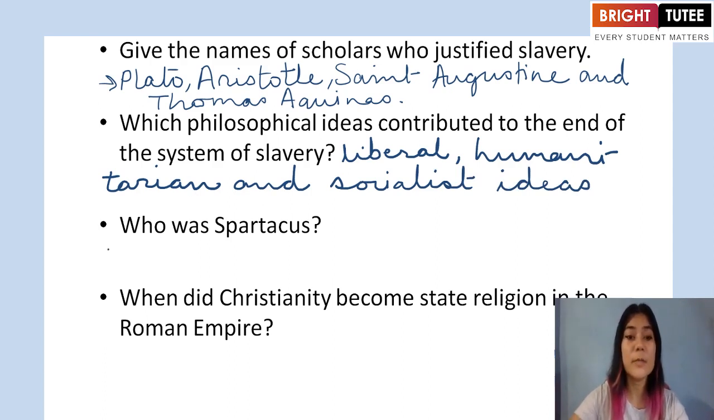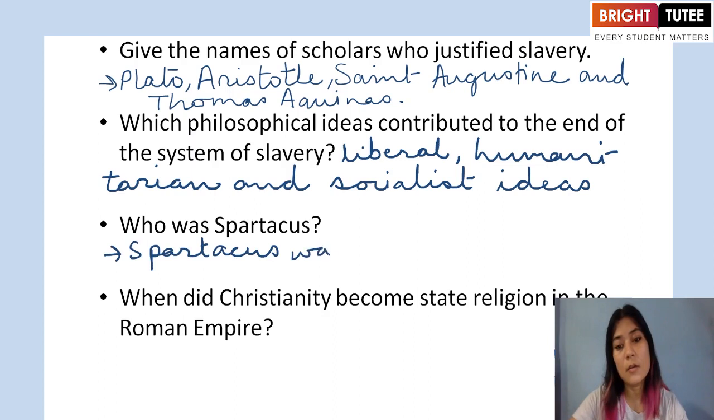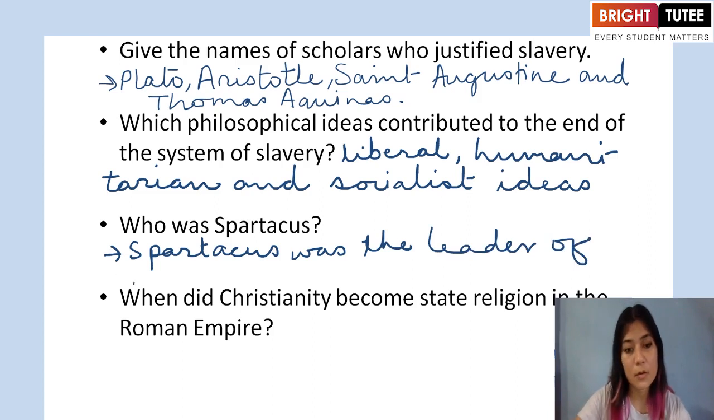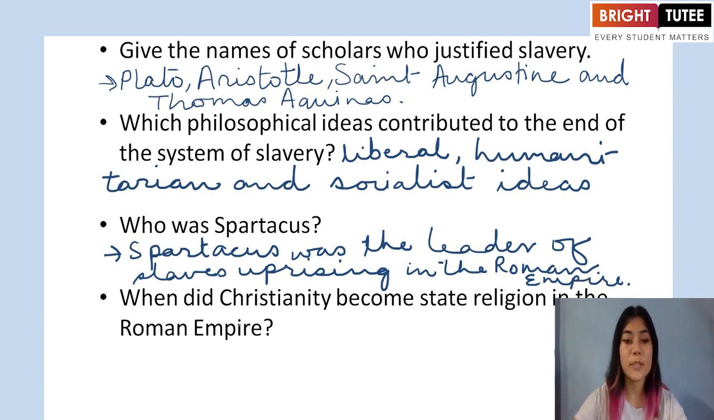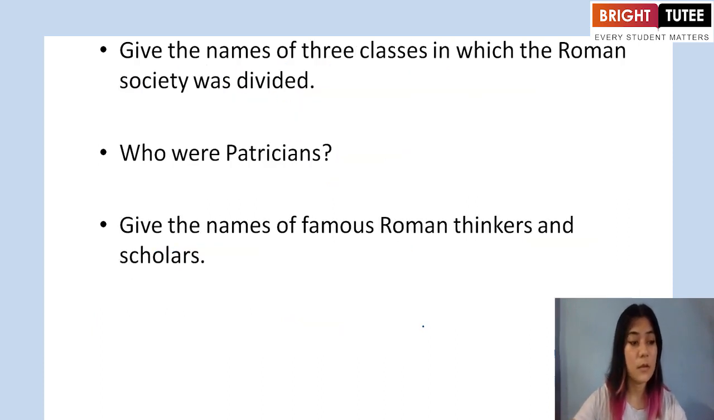The next question. Who was Spartacus? Spartacus was the leader of slaves uprising in the Roman Empire. Okay. The next question. When did Christianity become state religion in the Roman Empire? It was in 392 AD. Alright? The next question.